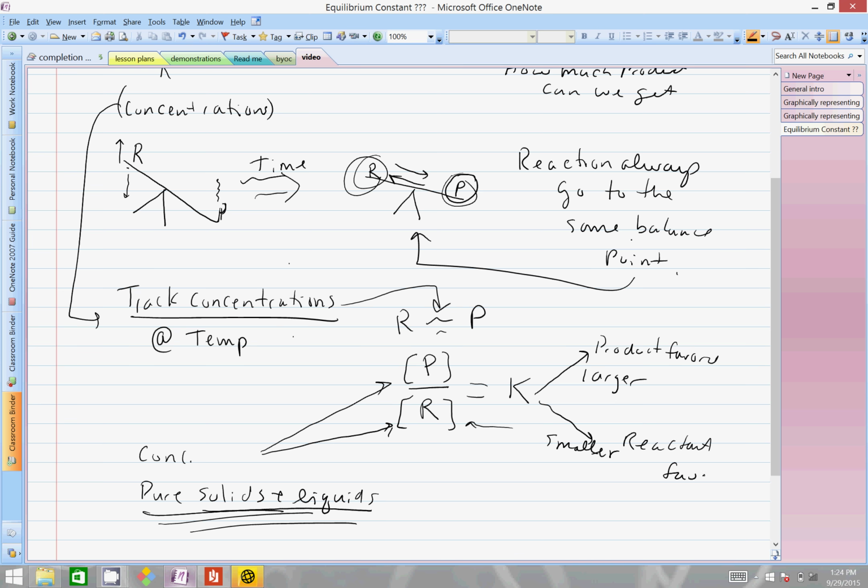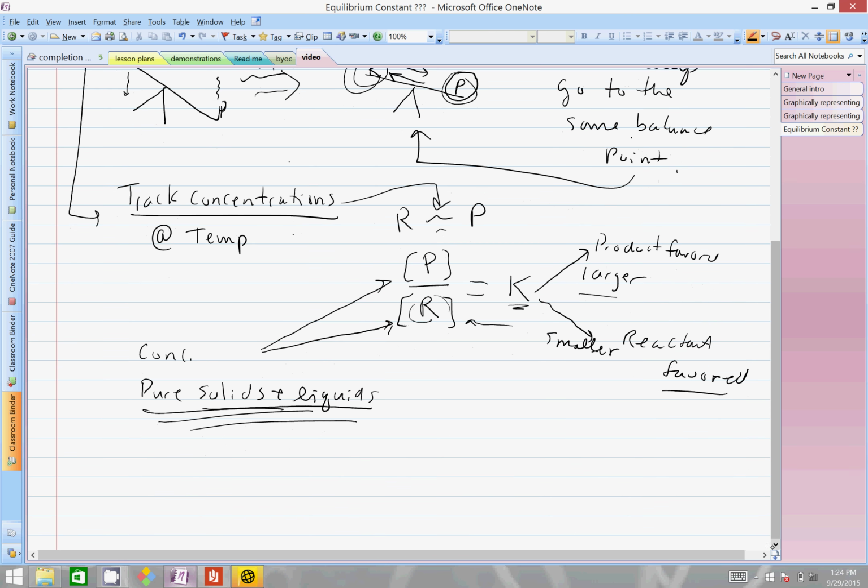And we'll spend basically the rest of the time trying to track the fact that if we know a K value and we know how much we're starting with reactants wise, or we know how much product we have, we can figure out the ratio and figure out how much product there'll actually be. It's just a math problem at this point. And that's going to be our general introduction to equilibrium.